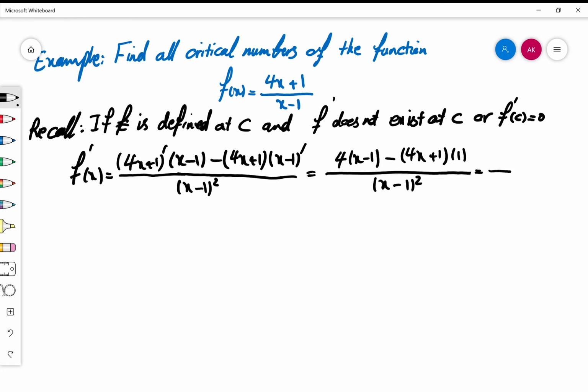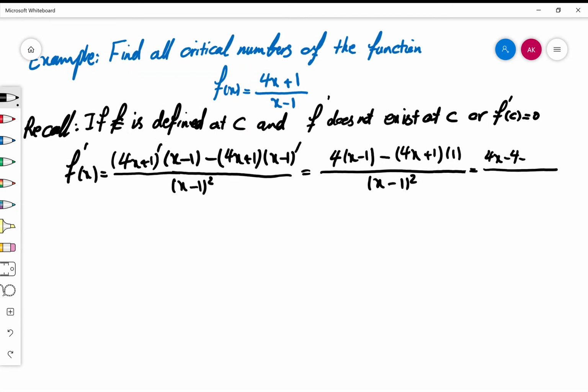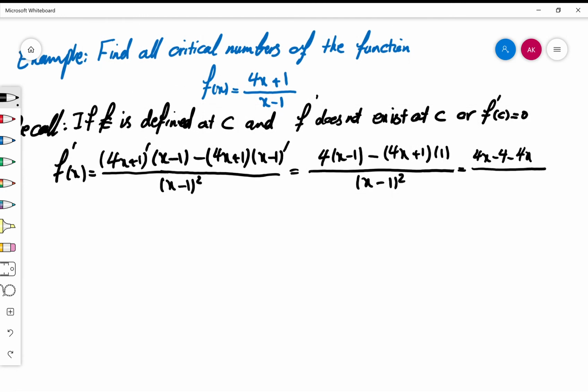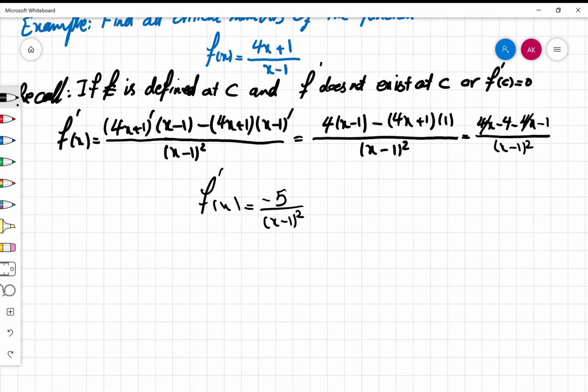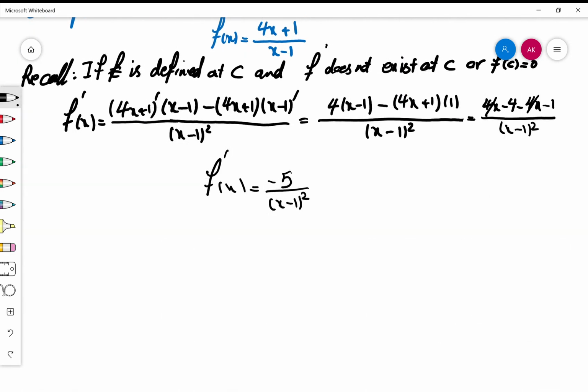And from there, you see that I have 4x minus 4 minus 4x minus 1 over (x minus 1) squared. This cancels with that, and f prime of x is negative 5 over (x minus 1) squared. This is a nice thing. So now we have f prime.